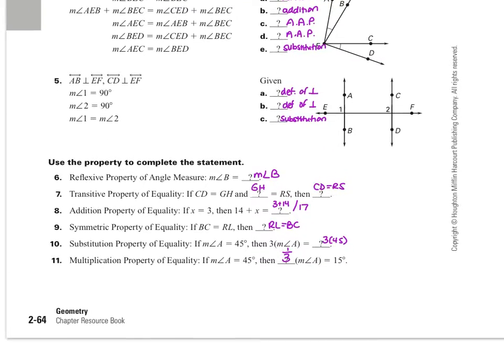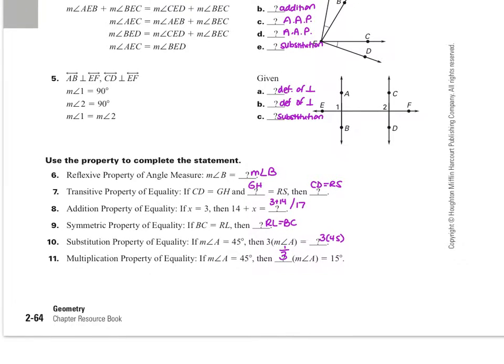Okay, 5, both A and B are definition of perpendicular. And then 6 is substitution. And then it was your properties. So if you're given the property, finish the statement. Reflexive is anything equals itself. So angle B would equal angle B.